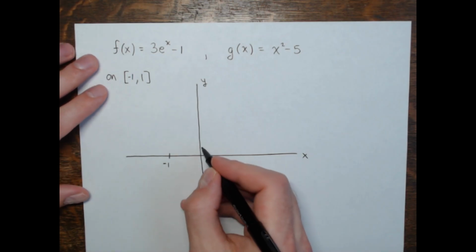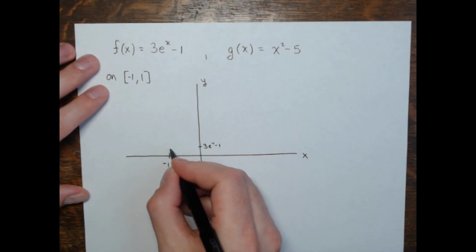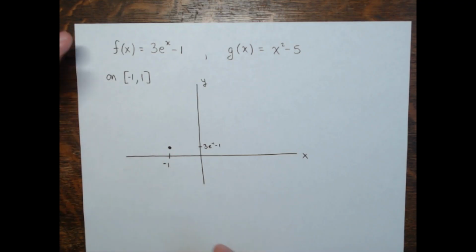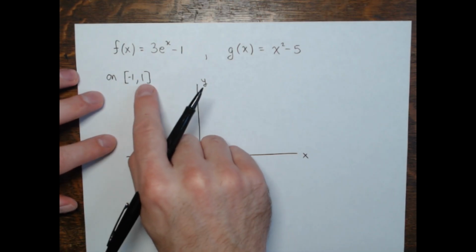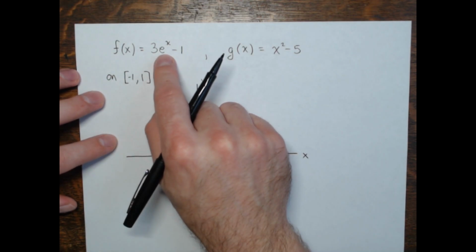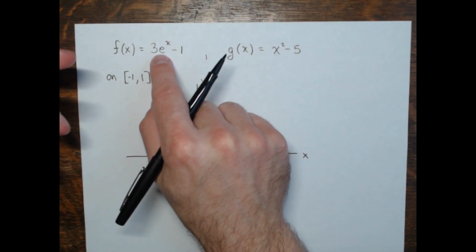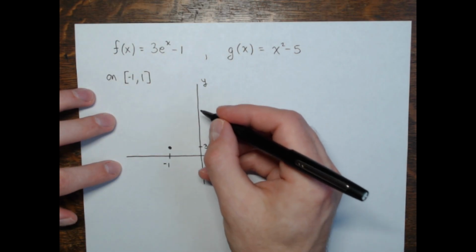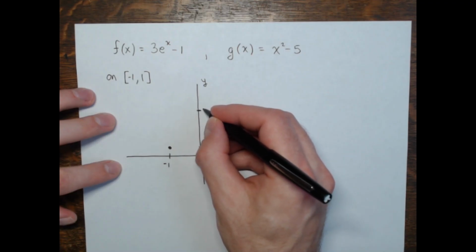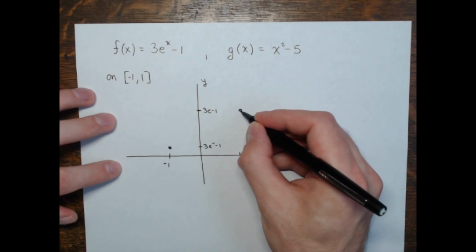So at -1, again, you'd have this 3 times e to the -1 minus 1 value, which is again a little bigger than 0, still positive. And then at positive 1, you'd have 3e minus 1. Now e is about 2.7, so that'd be about 8.1 minus 1, about 7.1. So that'd be 3e minus 1 at x equals 1 on the other end.